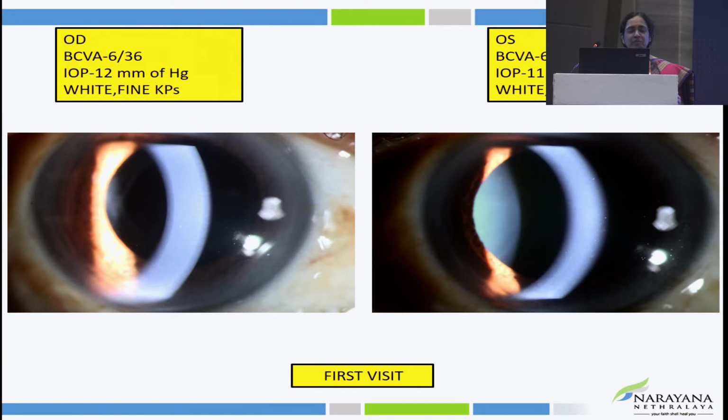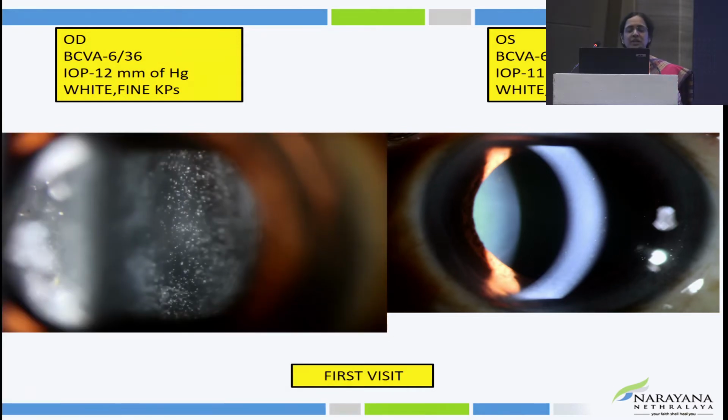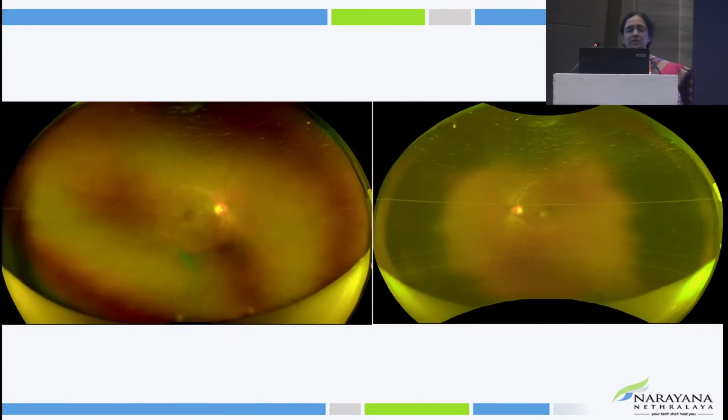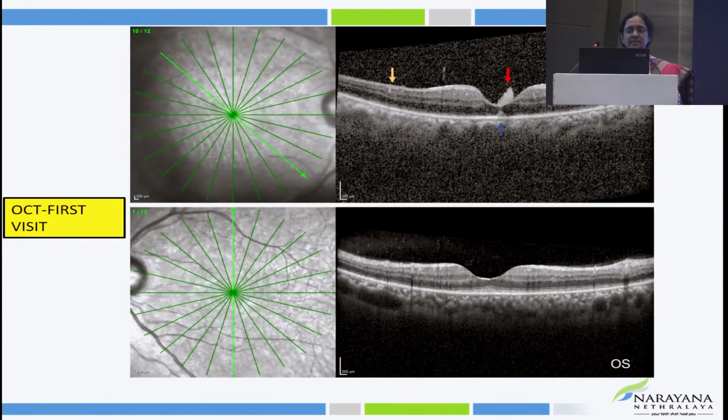The patient had fine keratic precipitates in both eyes. At the time of presentation, we could see white anterior vitreous cells. Whenever you see this kind of cells, this is commonly seen in intraocular lymphoma. Our antennas have to go up. This is a fundus where you can see the diffuse media haze with vitritis. OCT shows vertical hyperreflective lines. This could be the early biomarker for intraocular lymphoma and deposits.